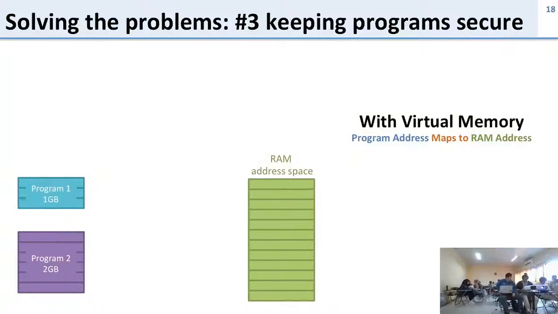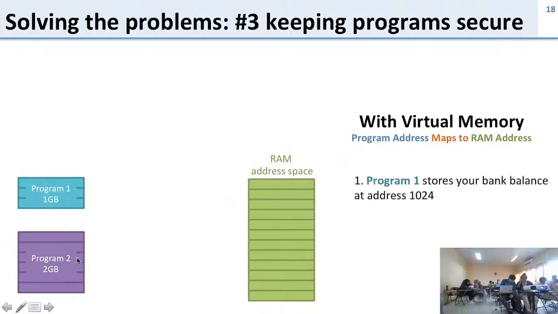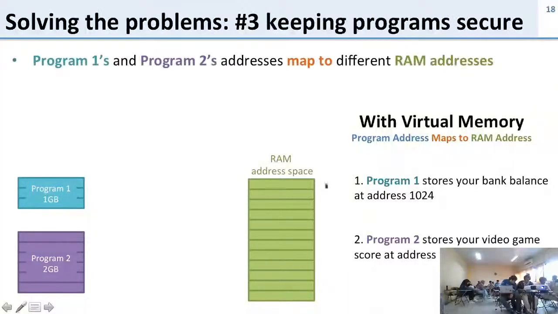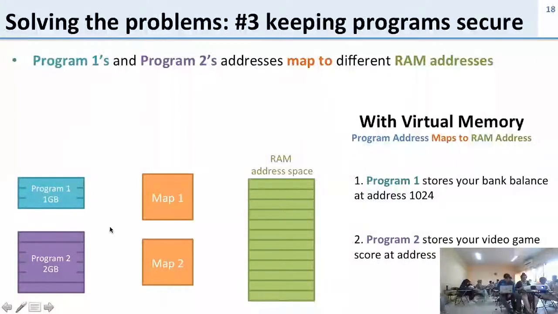So let's take a look at the third problem here, keeping programs secure. So here's program 1 and program 2. And remember what's going to happen. Program 1 is going to store your bank balance at address 1024, and program 2 is going to store your video game at address 1024. So we're going to use maps for them to put them in different RAM addresses. So program 1 has a map and program 2 has a map.